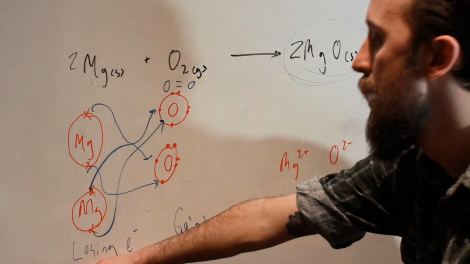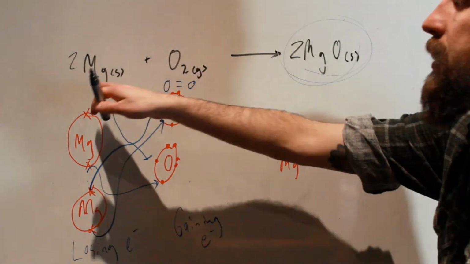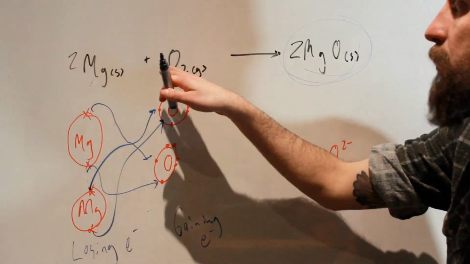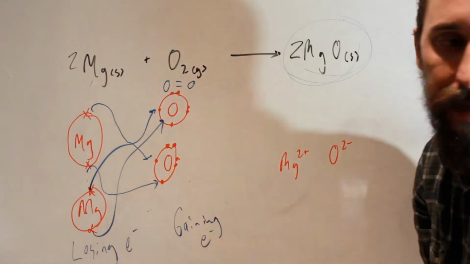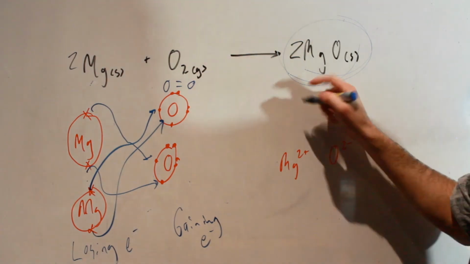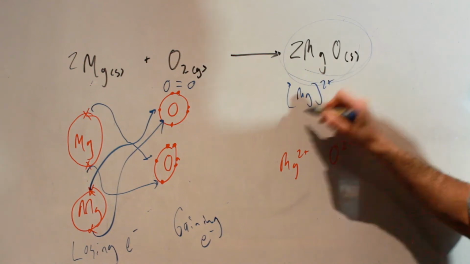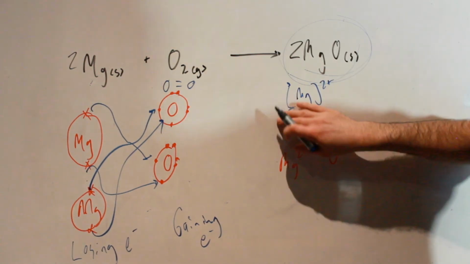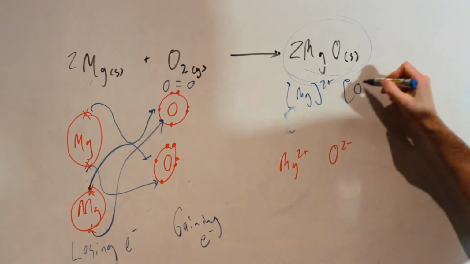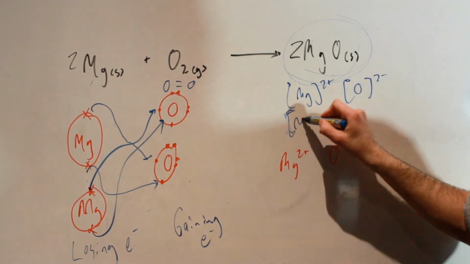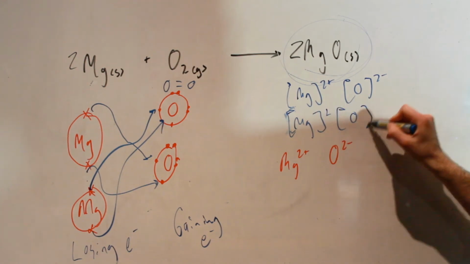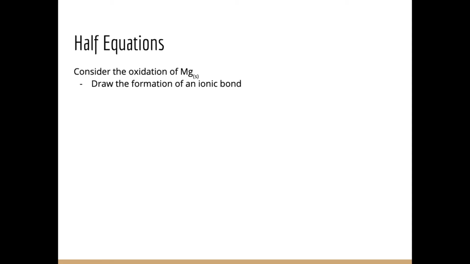Oxidation is loss of electrons. So consequently, the species that is not getting oxidized needs to be getting reduced. This species here is gaining the electrons, and we end up with our ionic compound over here. So we've got magnesium 2+ with the oxygen 2-, and we've got 2 of those. So we've got the formation of the ionic bond, and we can see pretty easily which way the electrons are moving, the transfer of the electrons.